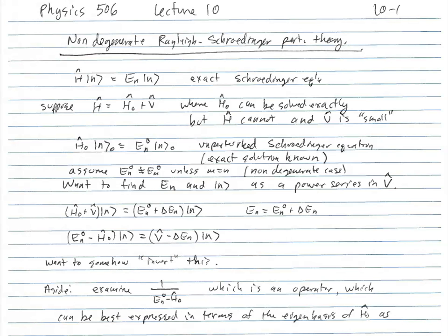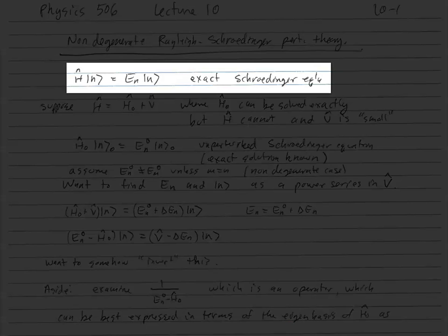So we start off with the exact Schrodinger equation for our full Hamiltonian. H acting on an eigenstate n will give me an energy eigenvalue En times that state n. That's the classic eigenvalue-eigenvector relationship where the operator acting on the vector produces a number times the vector, indicating that the direction of the vector has not changed, but a number that multiplies the vector can come into play when the operator acts on the eigenvector.